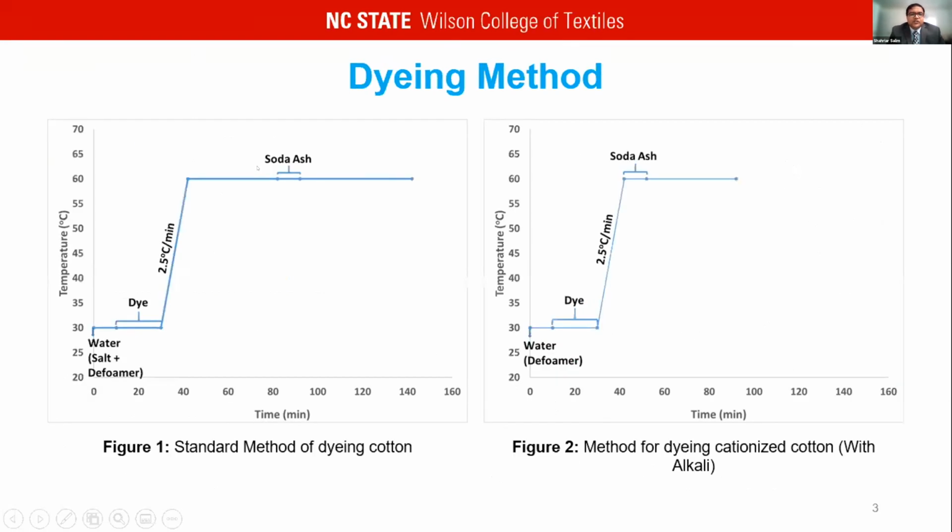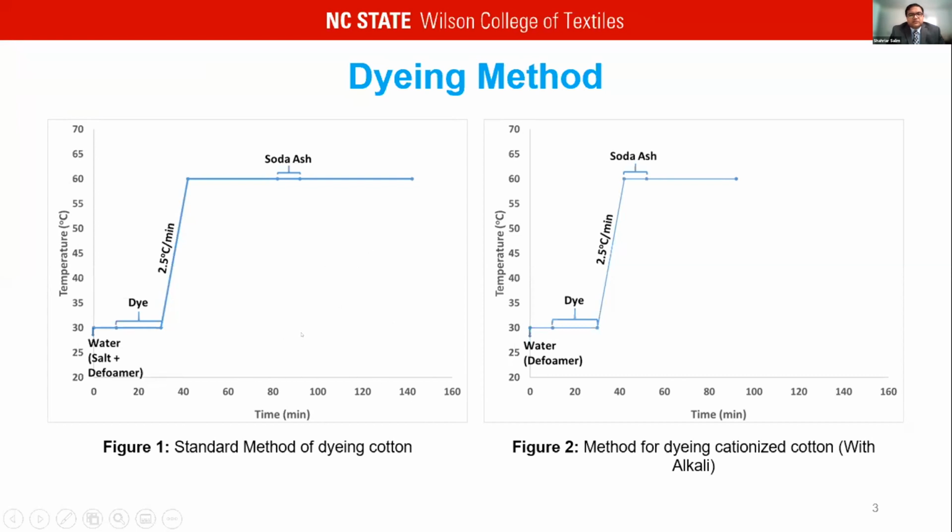Figure 1 shows the standard method of dyeing cotton, and figure 2 shows the dyeing method of cationized cotton with alkali. Cationized cotton can be dyed without alkali also. The significant difference between these two dyeing methods is the amount of time required for dyeing cationized cotton is only 92 minutes, while the method for dyeing untreated cotton in the standard method is 142 minutes.